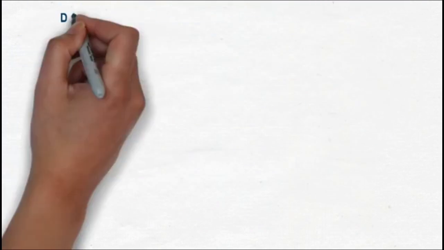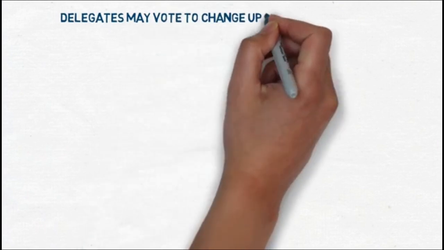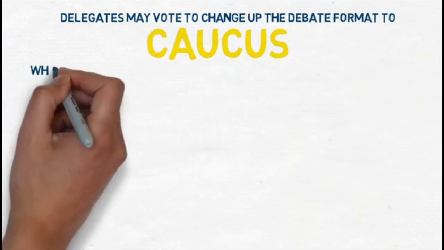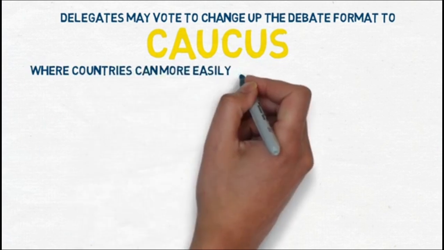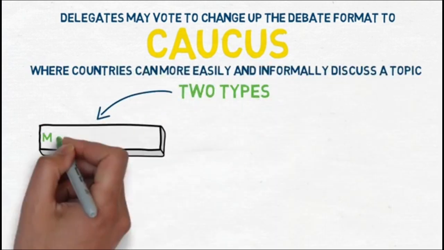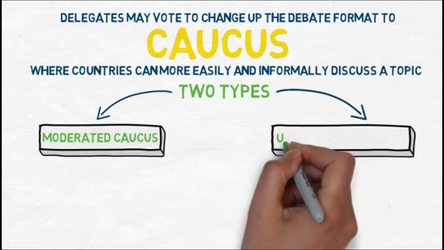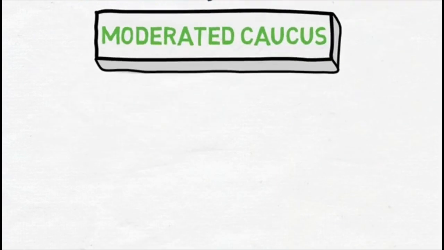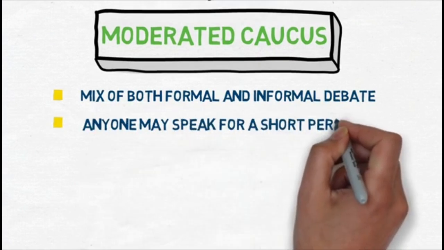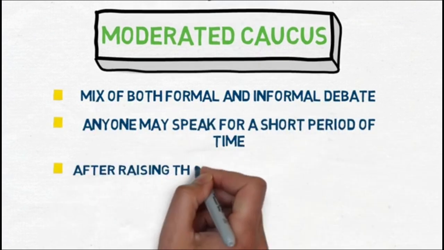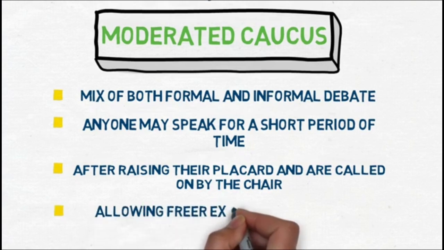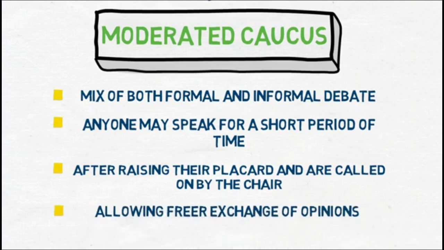After a certain number of speeches, the delegates may vote to change up the debate format to caucus. This is a temporary break in formal debate in which countries can more easily and informally discuss a topic. There are two types: moderated caucus and unmoderated caucus. Moderated caucus is a mix of both formal and informal debate, when anyone may speak for a short period of time if they raise their placard and are called on by the chair. This debate format enables a freer exchange of opinions than would be possible in formal debate.